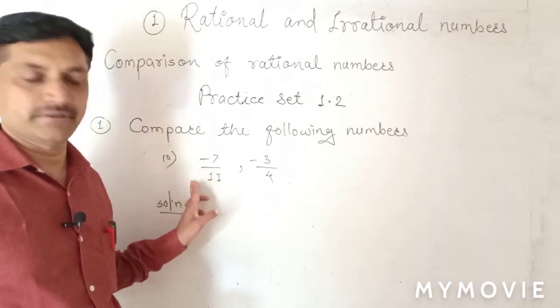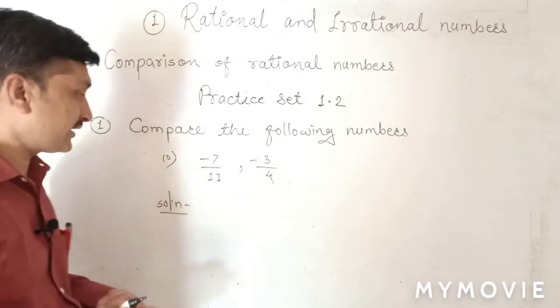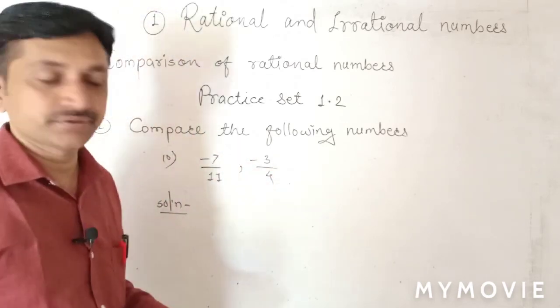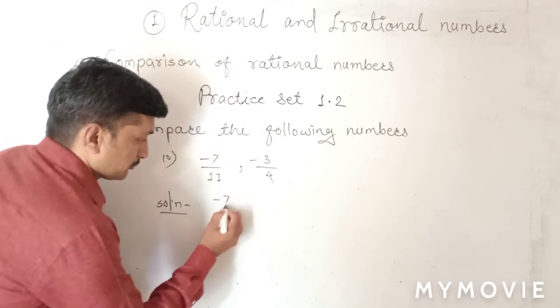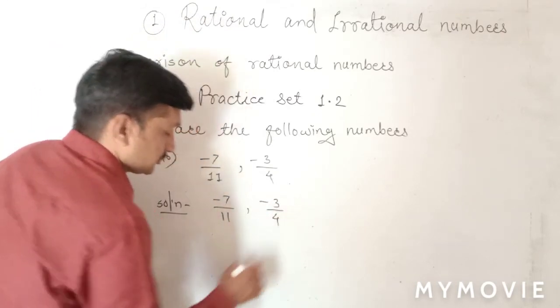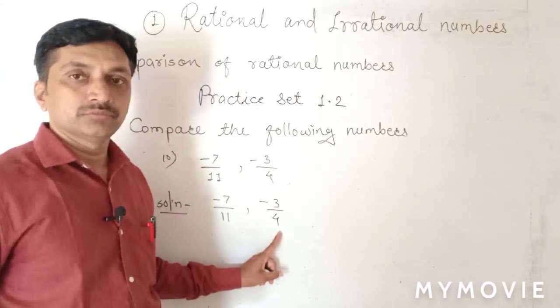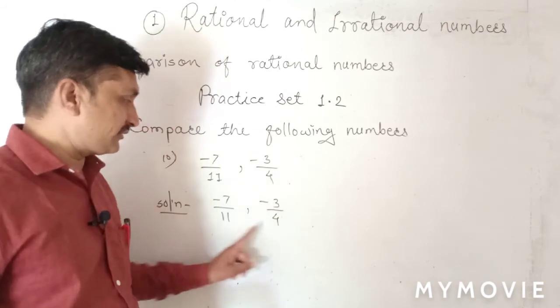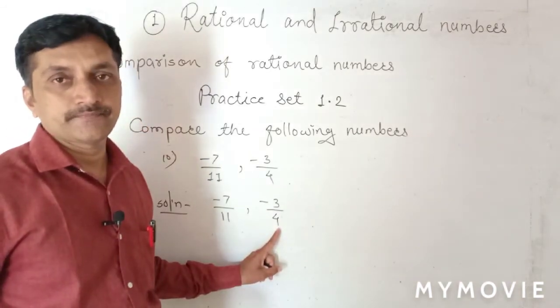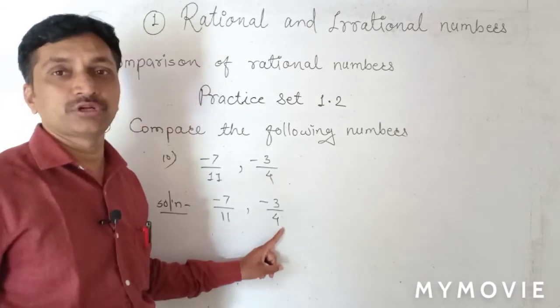Let's see example number 10. Minus 7 upon 11, minus 3 upon 4. Both are negative. Both denominators are different. Minus 7 upon 11, I write as it is. Minus 3 upon 4. Now here, 11 and 4. LCM of 11 and 4 is 44. It means that we have to make the denominator 44.